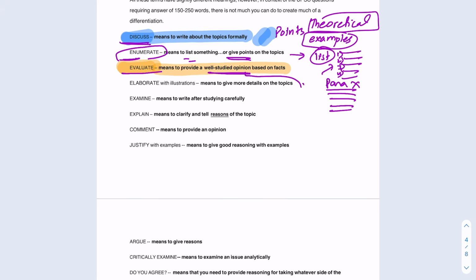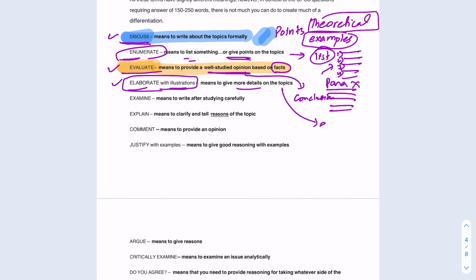Opinion means here some kind of conclusion on the basis of various facts or various points. So again, evaluate and discuss are very similar things. They are not very different. Okay. Similarly, elaborate. Elaborate with illustrations. Normally this comes in UPSC, and this simply means to give more details on the topic along with examples.